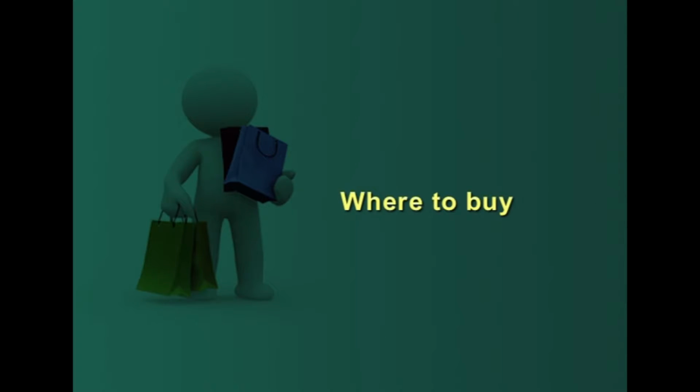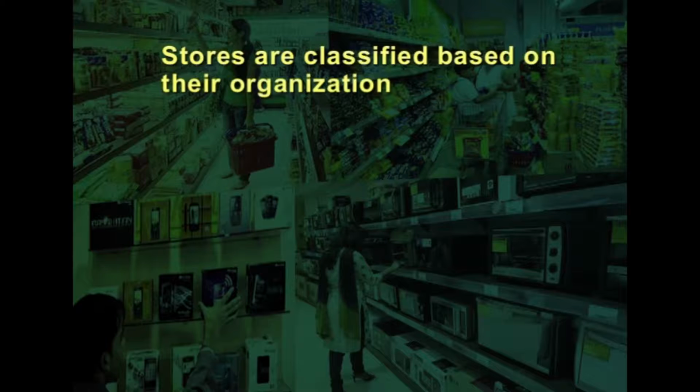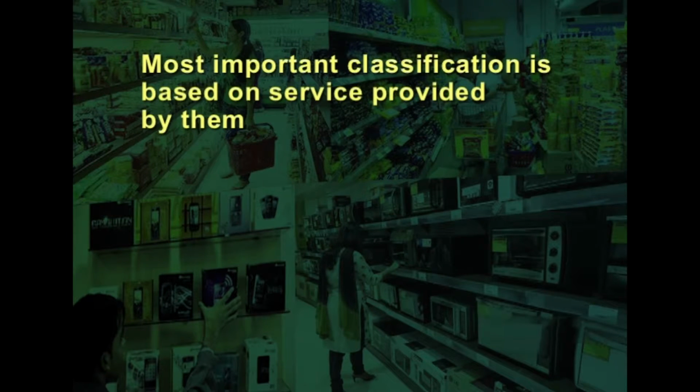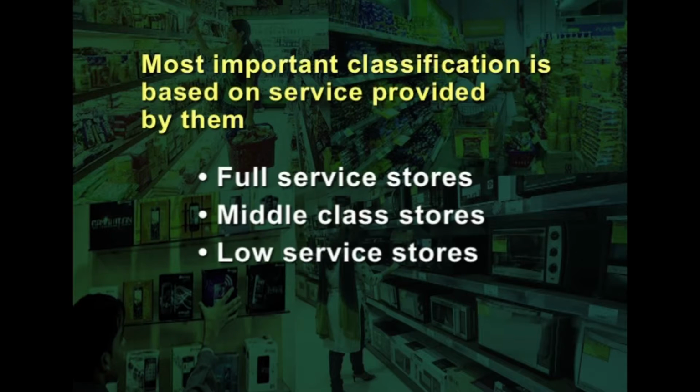Where to buy? Variety of marketing facilities available. Stores are classified based on their organization, for example, general, specialty, departmental. The most important classification is based on the service provided by them: full service stores, middle class stores, low service stores.